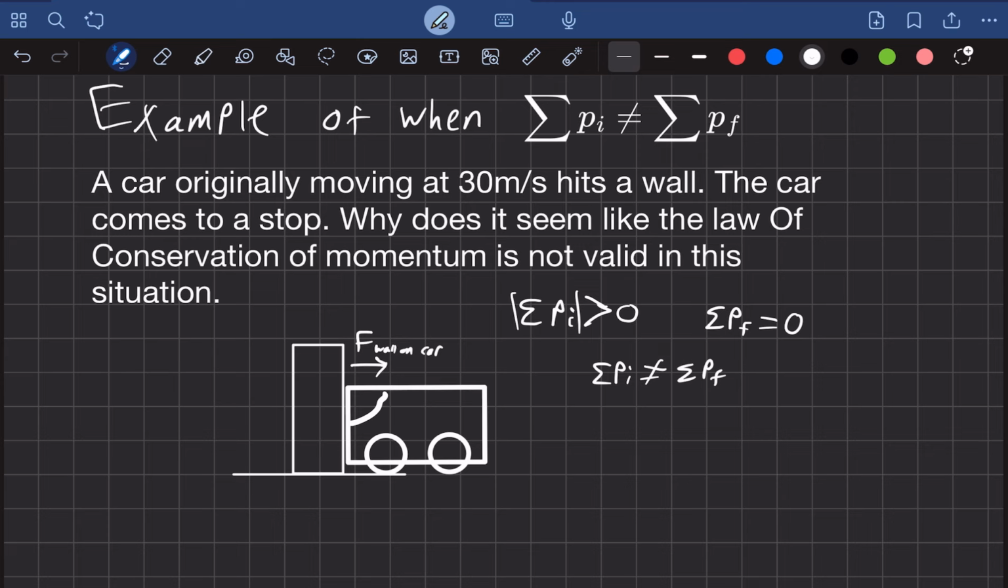Also, we could think of it this way. This car is going to be transferring some of its momentum into the wall. It's going to be pushing on the wall.